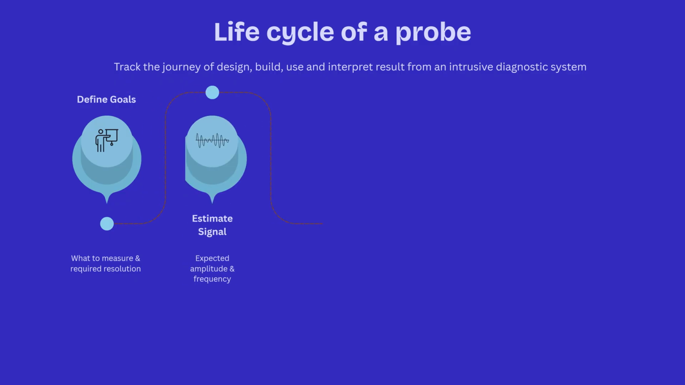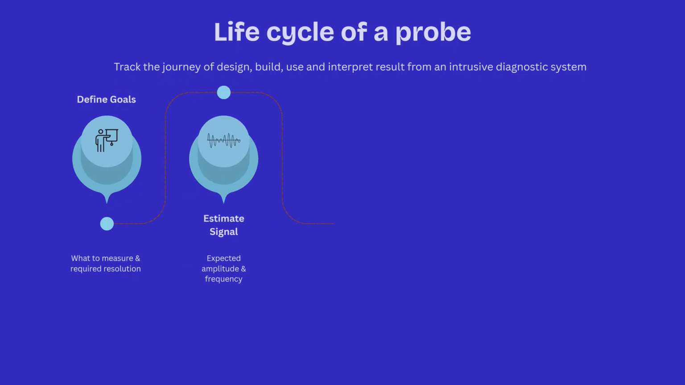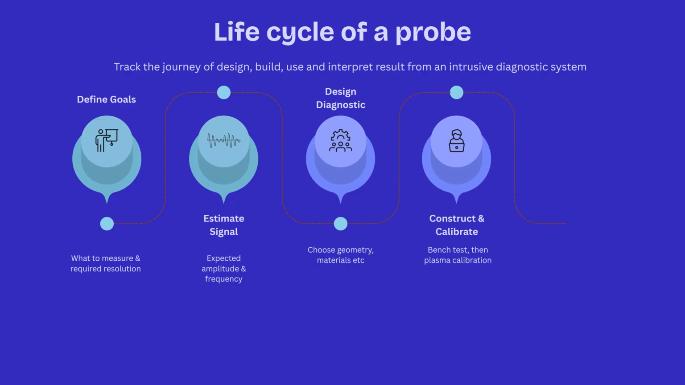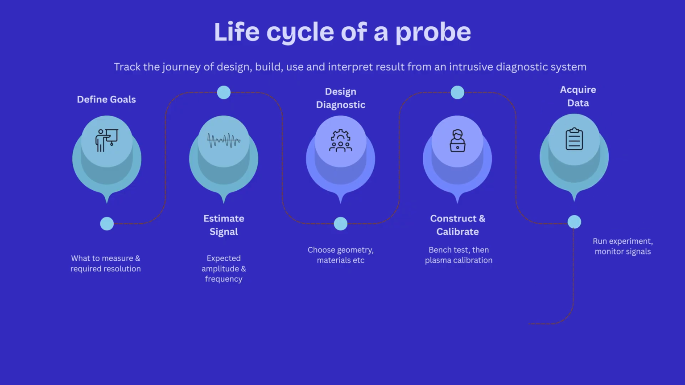Once you know that, you can estimate the expected signal, its amplitude and frequency, so you can decide on electronics and data acquisition system needed to capture the signal accurately. Next, choose a probe geometry and materials that are suitable for the plasma environment while keeping perturbation under control. Then, build and calibrate the probe, first on the bench, and if possible, in a known plasma before using it in your main experiment. Now you are ready to acquire data.